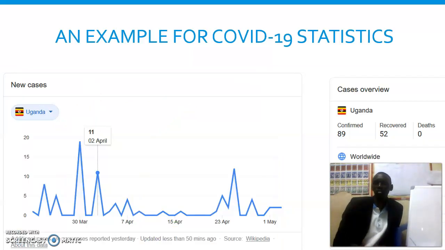We have this example for the COVID-19 statistics. Of course, this is as at about 4 p.m. today, the 4th of May. And I think this line graph can easily inform someone to tell when we had the highest number of those that were found to be positive with COVID-19 and when we had the lowest. And that can inform what caused that. Then it can cause different research, and then also decisions can be made.